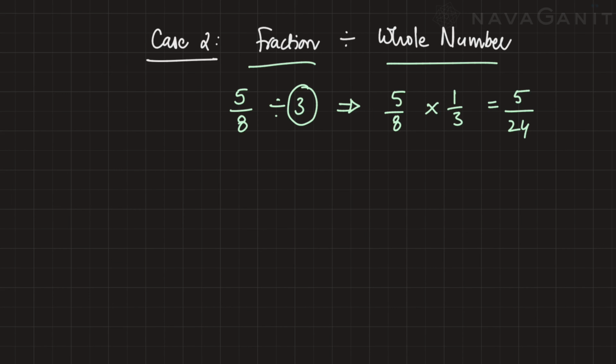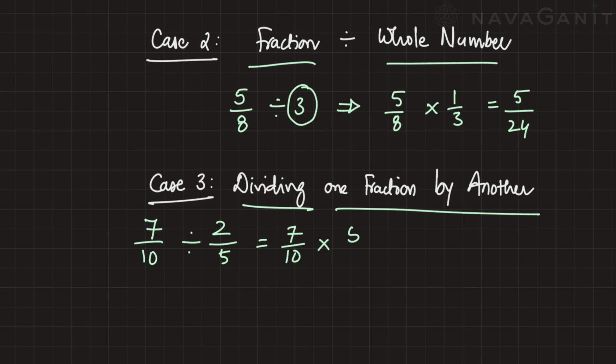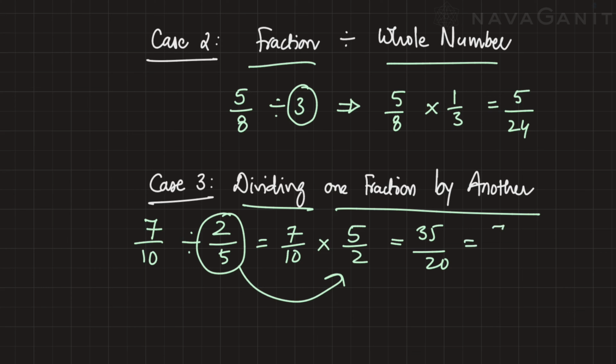So this is how we can divide a fraction by a whole number. Now let us take up the next case, dividing one fraction by another. Now this is quite simple. To divide two fractions, we simply multiply the first fraction by the reciprocal of the second fraction. So if I have 7 by 10 and I have to divide it by 2 by 5, I simply multiply it with the reciprocal of 2 by 5, which is 5 by 2. And then I end up getting 35 upon 20, which is nothing but 7 upon 4. That is, if I write it as a mixed fraction, 1 3 by 4.